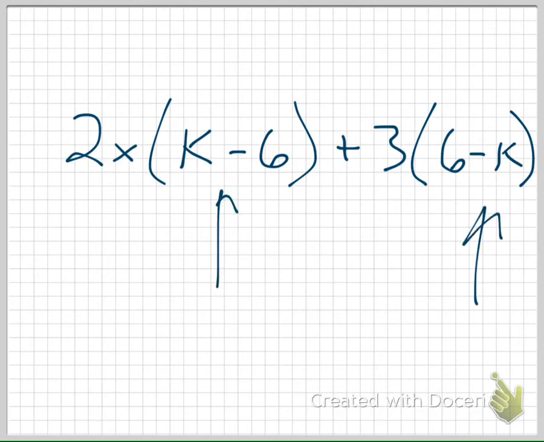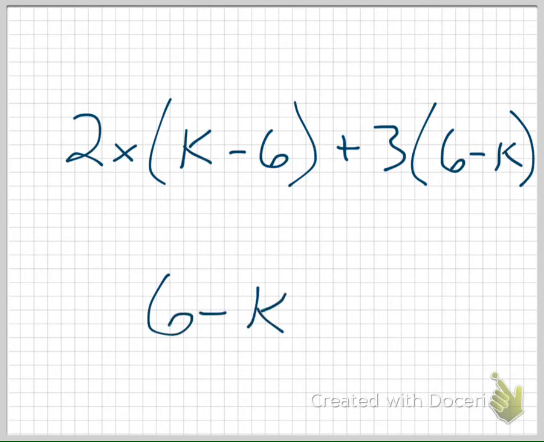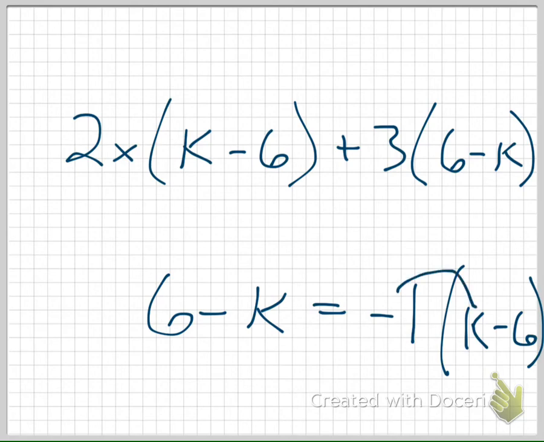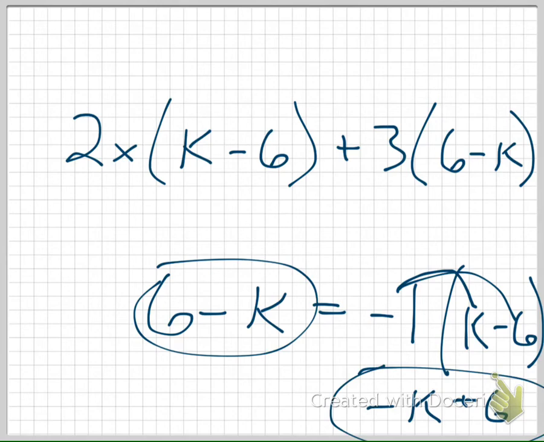Here's the deal. You need to understand something you're allowed to do. What you're allowed to do is this. If I have 6 minus k, that is the exact same thing as negative 1 times k minus 6. And I want you to see that that's true. What is negative 1 times k? What is negative 1 times negative 6? Do you agree that this and this are the exact same thing? They're just in different spots, right?